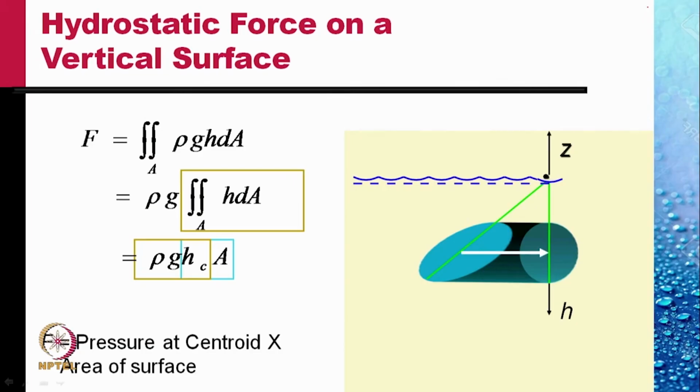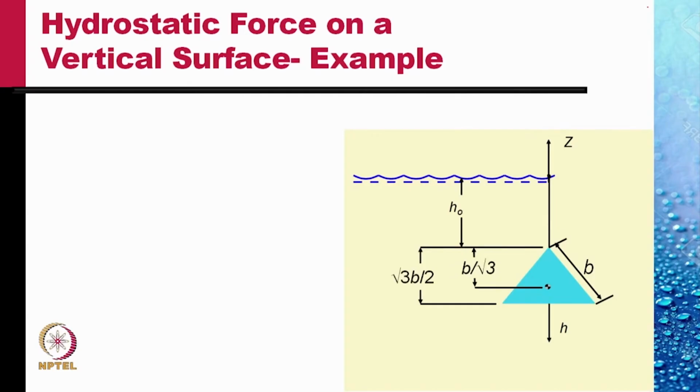F is pressure at the centroid times the area of the plate. This is the relation that we use most often in calculating pressure force on the plate. Let us do an example.